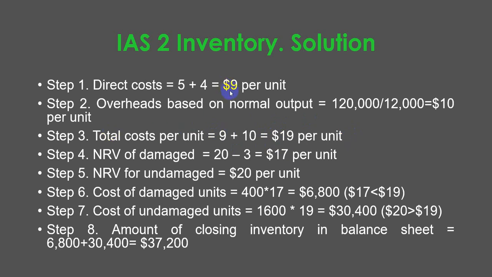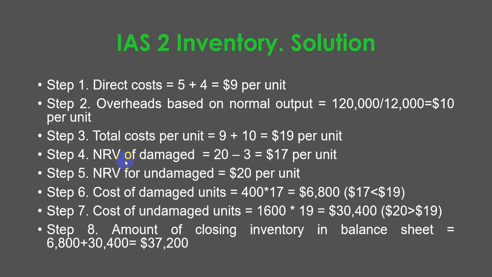How did we get $19? That's actually our direct costs plus our overheads based on normal output. So 9 plus 10 gives us $19 per unit.